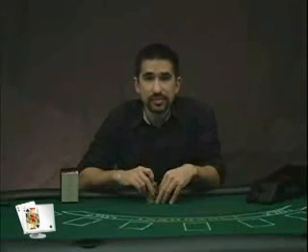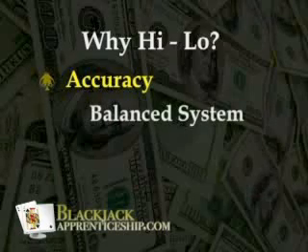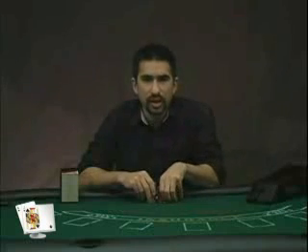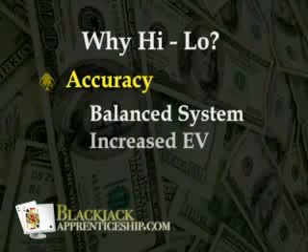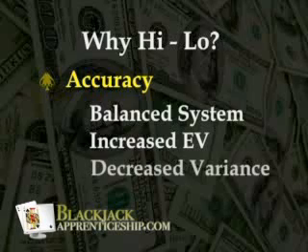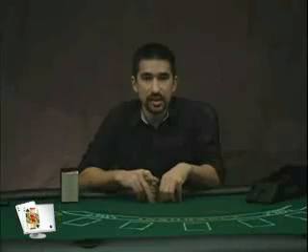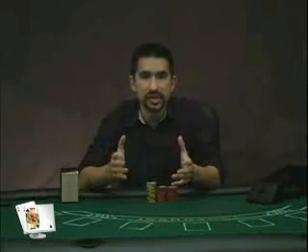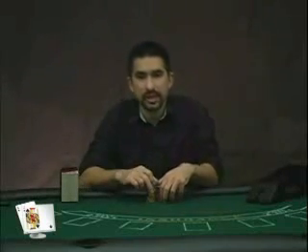Basically, there are two main factors that have to do with choosing a counting system, the first being accuracy. Having a balanced counting system, which is what high-low is, which means we start at 0 and we end at 0, with the same number of positive cards as negative cards, is a little more complicated than an unbalanced counting system, but that's because it requires a true count conversion. But this makes it more accurate. So the greater the accuracy means the greater the EV, and the decrease of variance. Variance, we'll get into more of that later, is just how much your bankroll is going to fluctuate, how much your win rate is going to fluctuate.